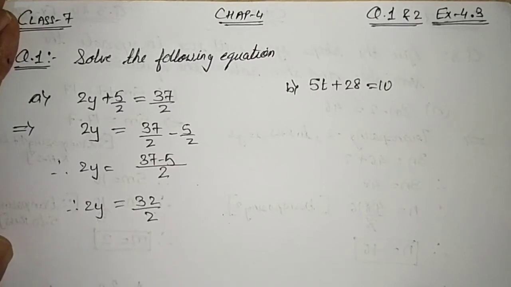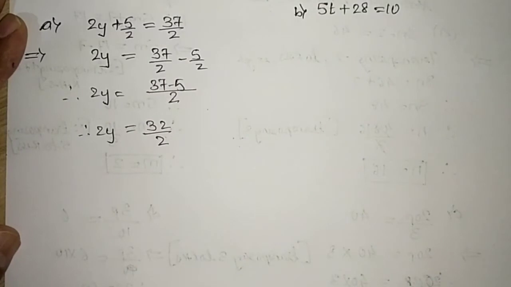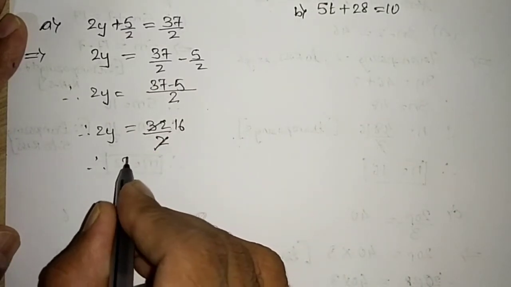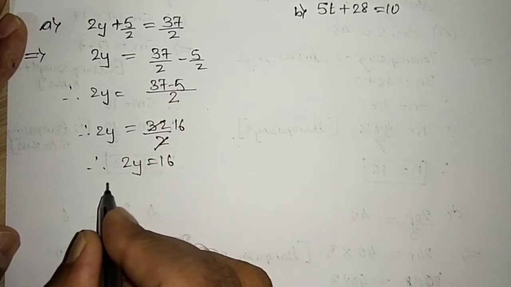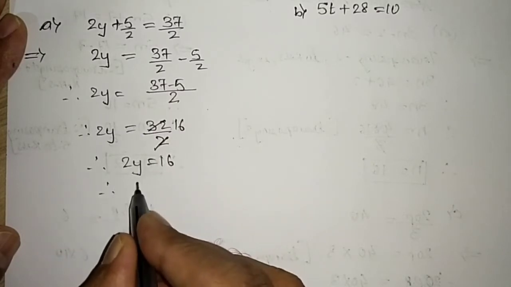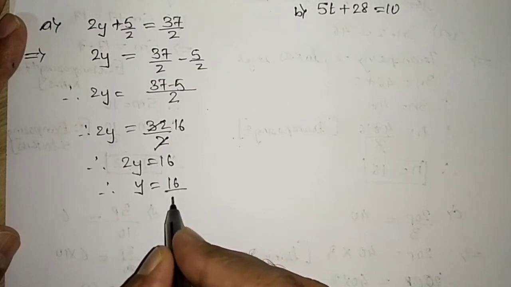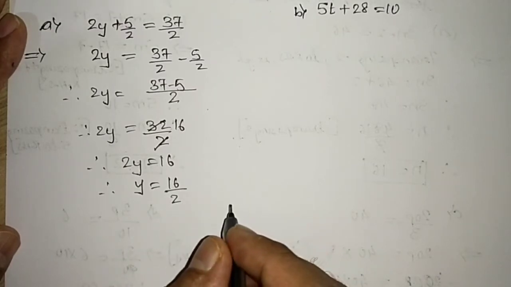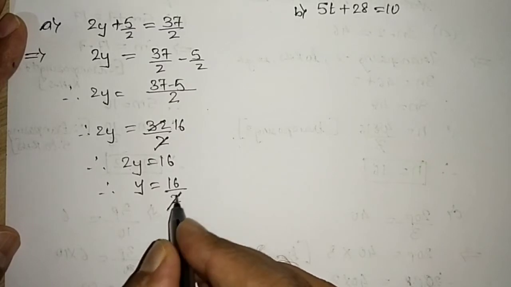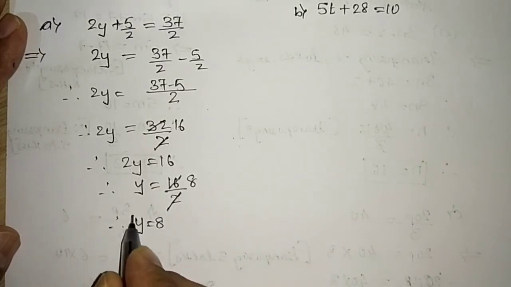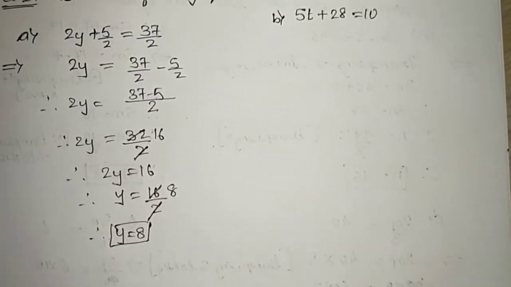Therefore 2y is equal to 32 divided by 2. 2 ones are 2, and 2 16s are 32. Therefore 2y is equal to 16. 2 which is in multiplication, if we transpose to RHS, it will go that side and divide. So 16 divided by 2 will be 2 ones are 2 and 2 8s are 16. y is equal to 8 will be your answer. We have solved the equation.